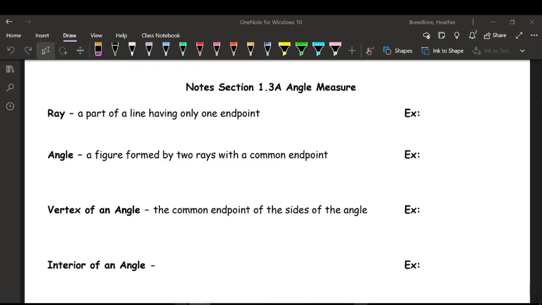All right, so this is 1-3A. We're going to do 1-3B tomorrow. We're starting with angles. This is angle measure. And I want y'all to take notes on paper. Nice vocabulary. Most of this is vocabulary, and then I'm going to go through a couple examples. And then you're going to have an online assignment in the online textbook, 1-3A.